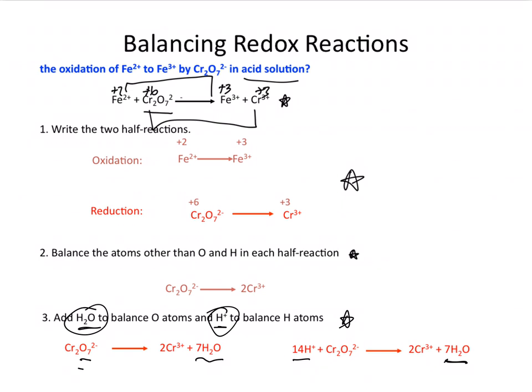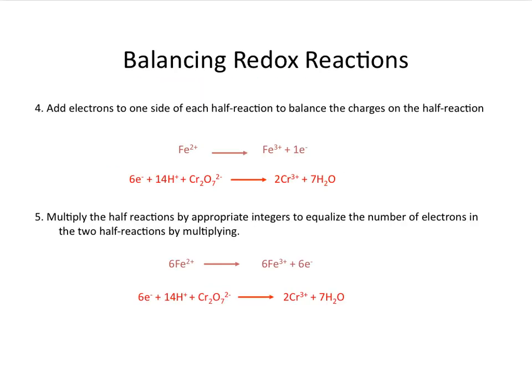I do want to point out that we don't need to do steps 2 or 3 on the oxidation step because there's no need to balance any other atoms, and there's no need to balance oxygen or hydrogen because none is present in the reaction step. So our next step is to add electrons to each side of the half reaction. That's going to allow us to balance the charges of each half reaction. What do I mean by that? I mean that the charges on the left need to add up to the charges on the right. So basically they have to be the same.